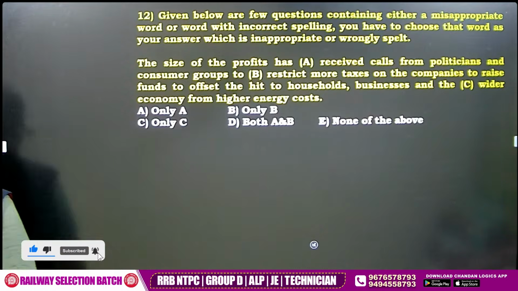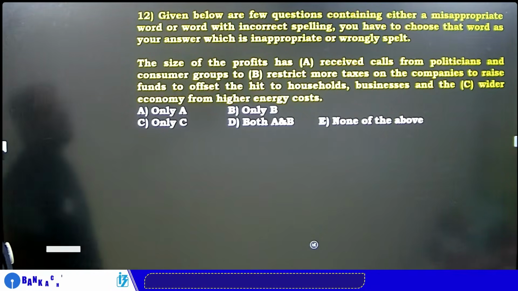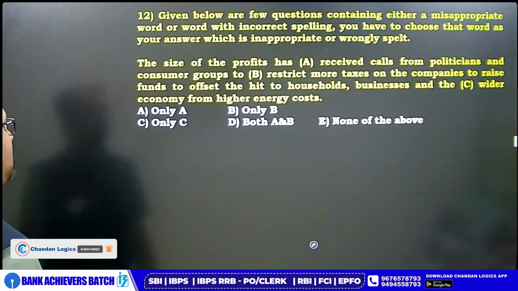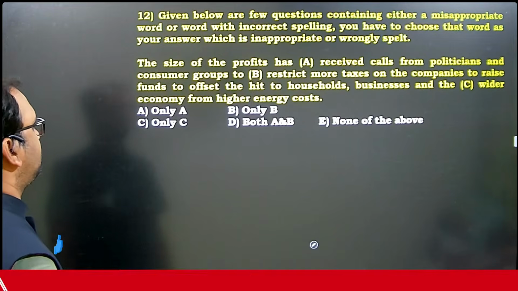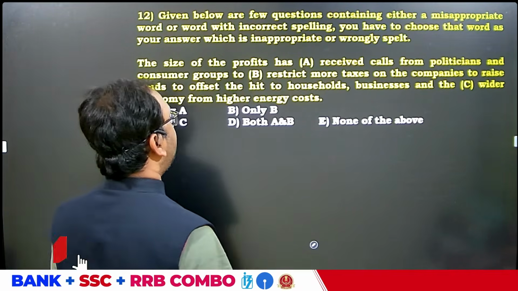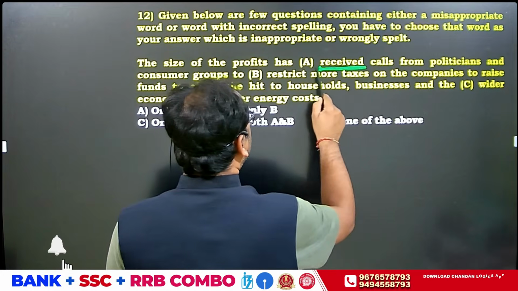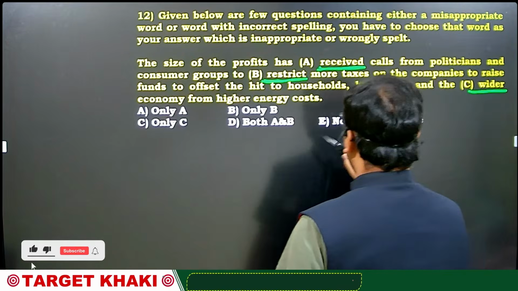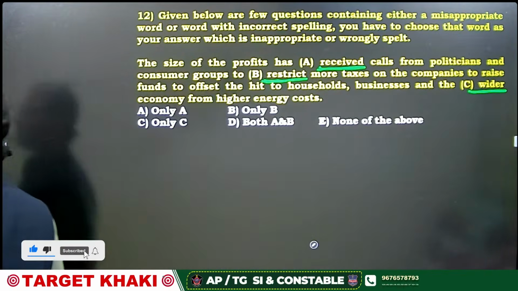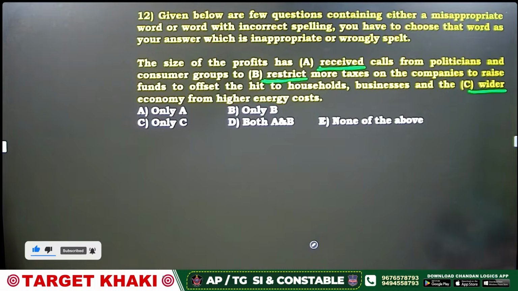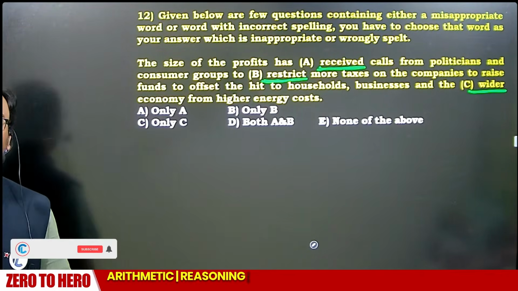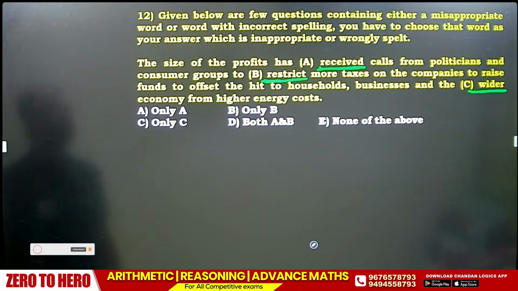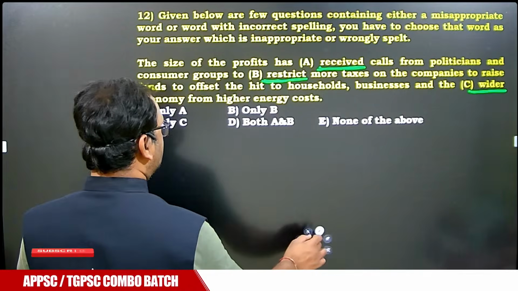I will tell you something. Here also, there is no direct spelling problem, but there is a serious problem with the inappropriately used words. If you observe, this is A, received, this is B, restricted, and this is C, wider. Only A, B, C. You don't even have a 4th option. You have only 3 words. Now understand the meaning of the sentence, my dear friends.